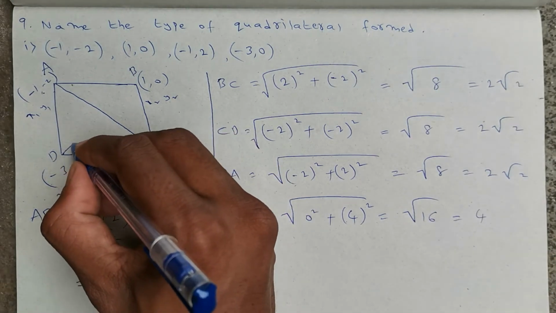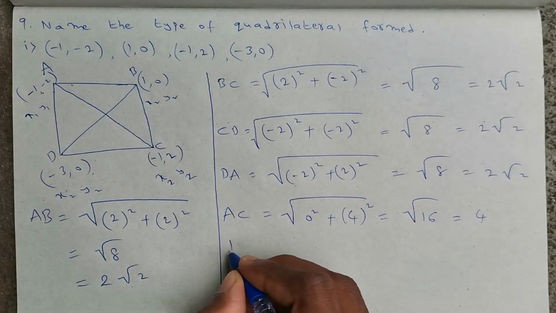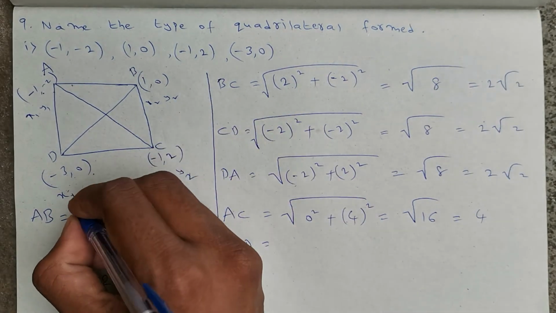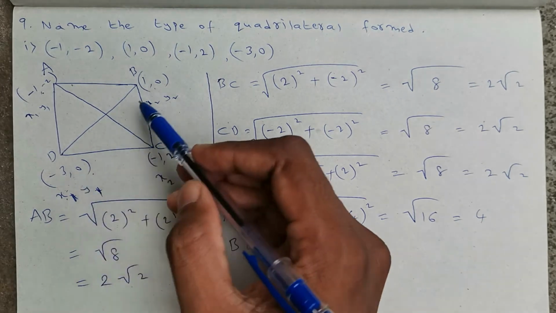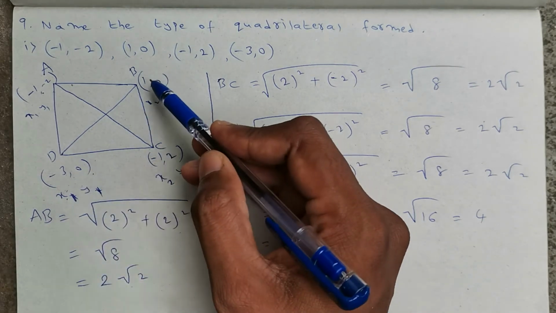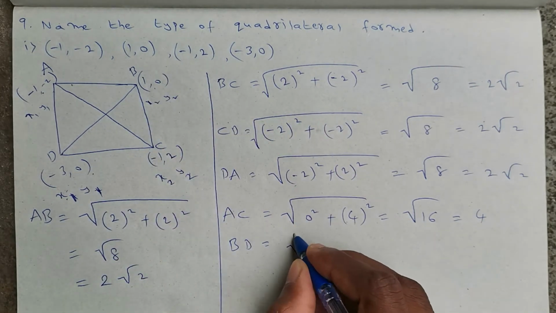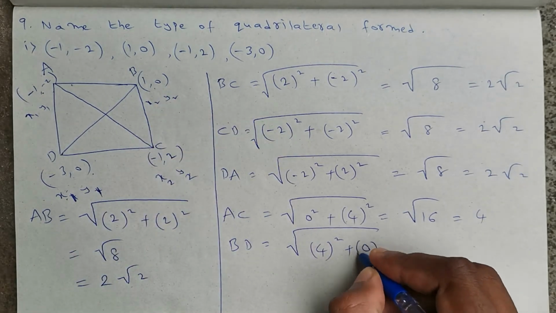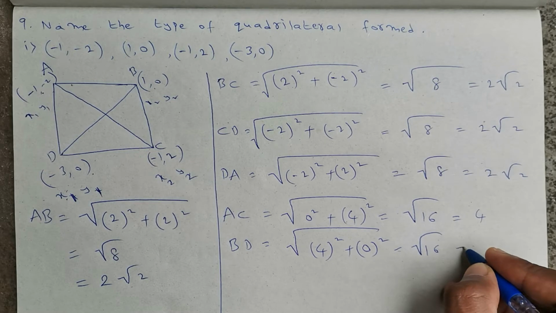Now this distance BD. This is already x2, y2. This one I am taking as x1, y1. x2 minus x1. This is already -3. Now it will become +3. So 1 plus 3, 4 square plus 0, 0. So 0 square is equals to under root 16, nothing but 4.